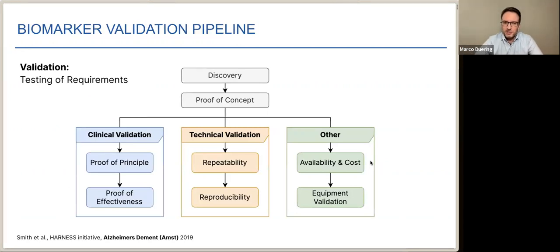So validation in general, what is validation actually? What do we mean by that? Well, simply spoken, validation is a testing of requirements that you set. And in terms of technical validation, this is pretty straightforward, as you can see here. For example, of course, you have the requirement that an algorithm or a variable or a measurement is repeatable. Meaning that if you measure it twice, for example, if you put a patient twice in the scanner within a short time, you expect to get the same result for your measurement from your algorithm.